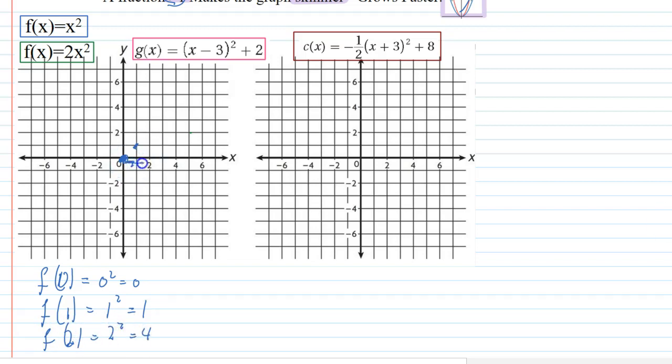So if I move to the right 1, 2, that means I'm going to have to move up all the way to 4. So put a dot there. Now if I want to do one more, we don't need the data table. I can do it in my head. 3 squared is 9, and so that's going to be slightly off my graph.